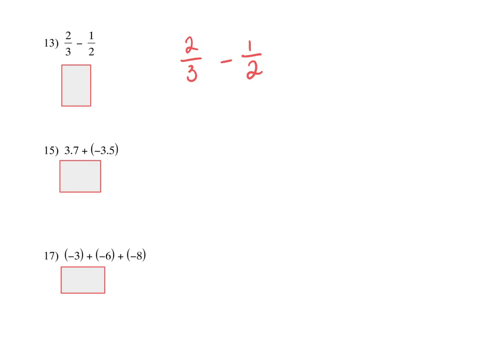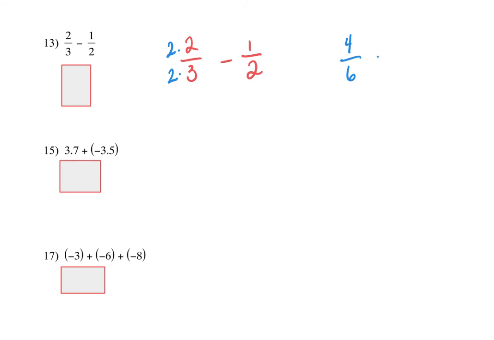What is my least common multiple between 3 and 2? 6. So to get this 3 to a 6, I multiply by 2, which means I multiply the top and the bottom by 2. All right, so I have 4 over 6. So 2 parts out of 3 is the same as 4 parts out of 6, right? So I haven't really changed it. I just made the denominators to be a different denominator.